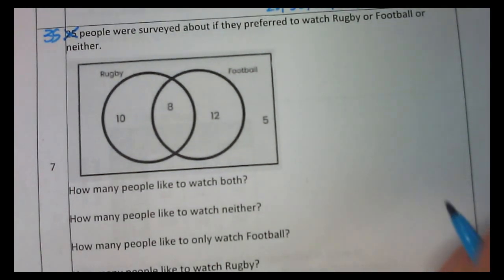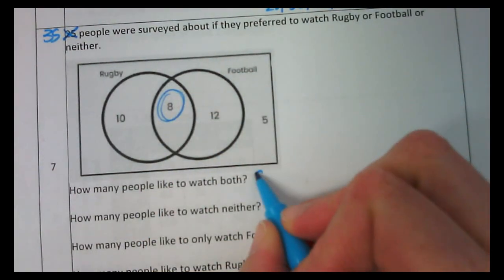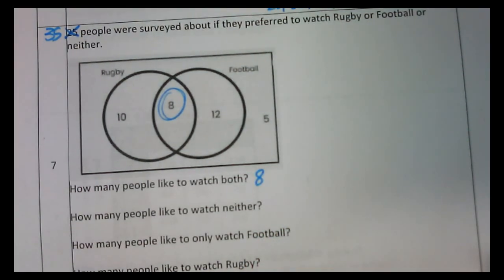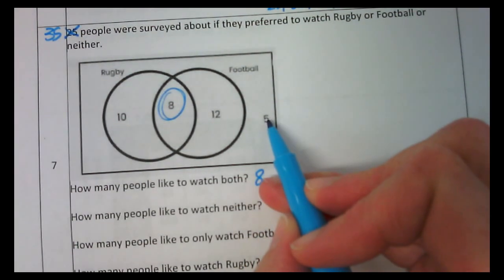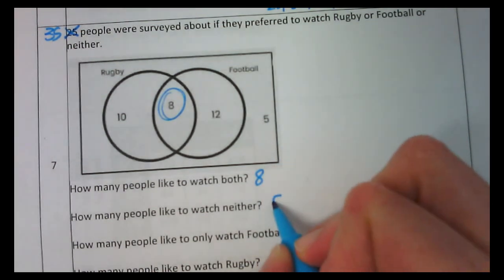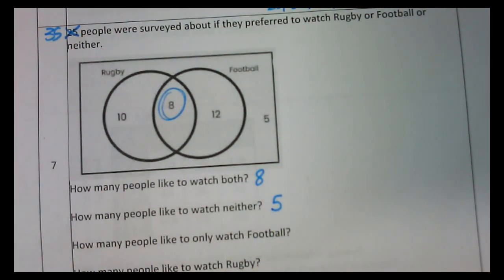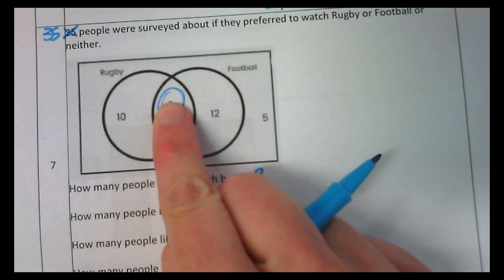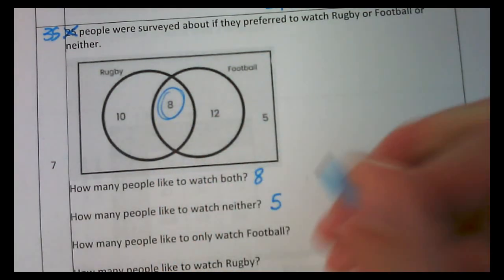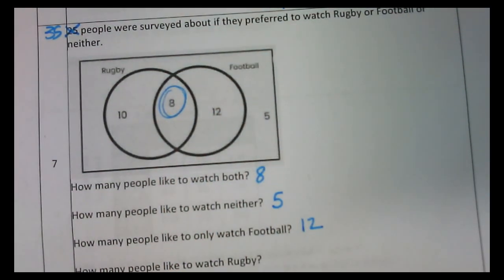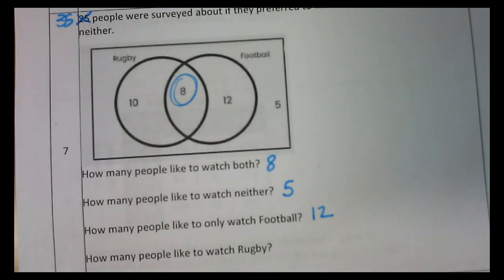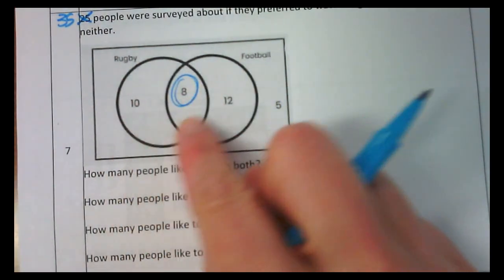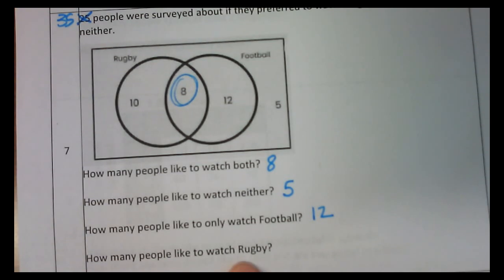How many people like to watch both? So both is going to be this number right here. That's 8. How many people like to watch neither? Neither is going to be the part outside, so 5. How many people like to only watch football? So this whole circle is football, but this part also likes rugby. So the only football is going to be 12. How many people like to watch rugby? So the whole rugby circle total, it doesn't say only, right? So I put the 10 and the 8 together to get 18.